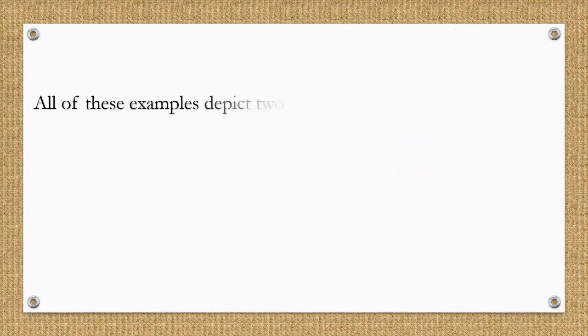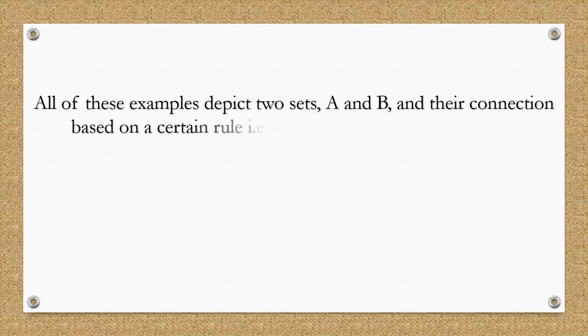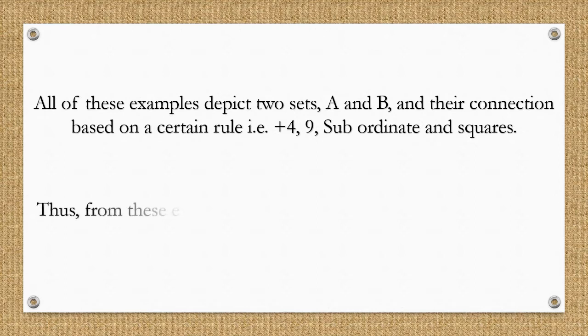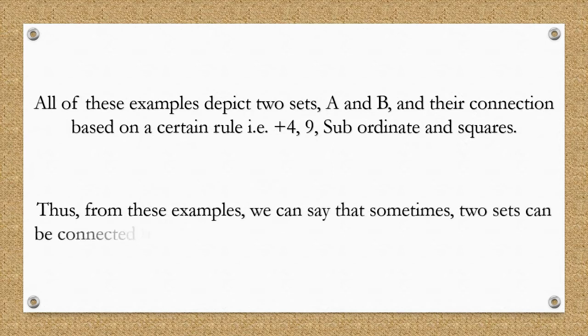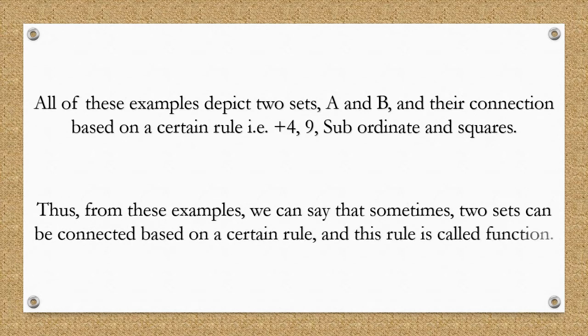So all these examples depict two sets A and B and their connection based on a certain rule. And if we look at the examples, these rules were either add 4, or mark a line at 9, or there were subordinate and superior relationships, or the squares of the values, and we can take other kinds of relationships also in this kind of examples. So from these examples we can say that sometimes two sets can be connected based on a certain rule, and this rule is called a function.